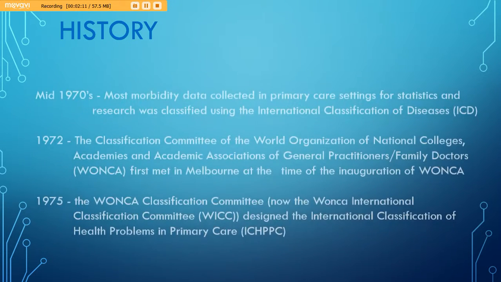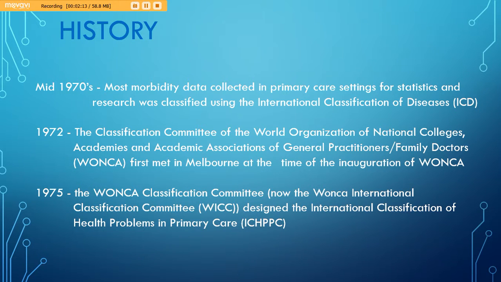History. ICPC started in the mid-1970s. Most morbidity data collected in primary care settings for statistics and research was classified using the International Classification of Diseases, or the ICD. In 1972, the Classification Committee of the World Organization of National Colleges, Academies, and Academic Associations of General Practitioners or Family Doctors, or WONCA, first met in Melbourne at the time of the inauguration of WONCA.